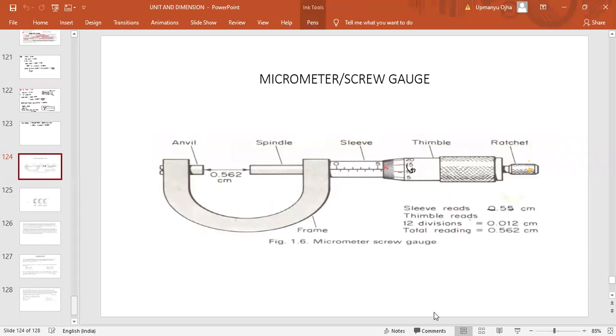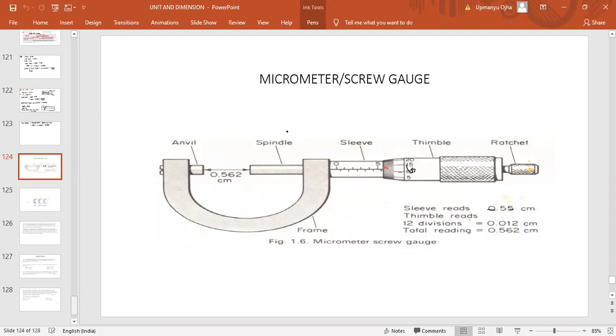Okay, so you can look at the screw gauge here. First of all, let us see the construction. We have a U-shaped frame. In the U-shaped frame we have an anvil which is fixed. The anvil cannot move, and we have a spindle. Then with the U frame we have attached a main scale. Over the main scale we have the circular scale. We have a thimble, and then we have a ratchet. The ratchet is at the back of the screw gauge.